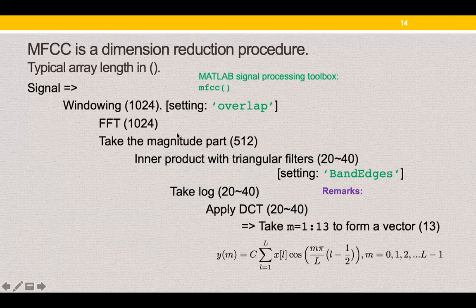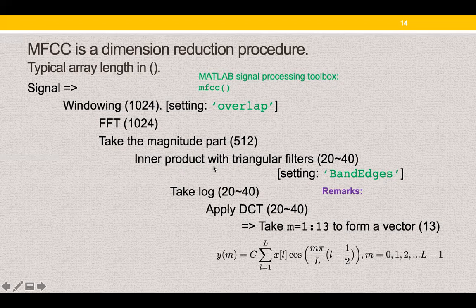After windowing, we go to the FFT domain. Say the window size is 1024, for example; after FFT in the frequency domain, it's still 1024. Then we take the magnitude part, ignoring the phase, and the length becomes half of that. Overall, you'll find that we gradually reduce the dimension from 1024 to 13. That's the motivation underlying this entire flow. After taking the magnitude, we have only 512 numbers.